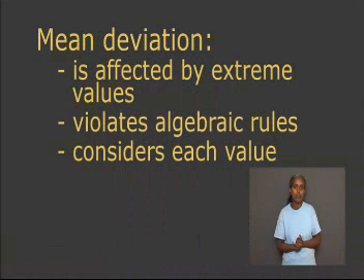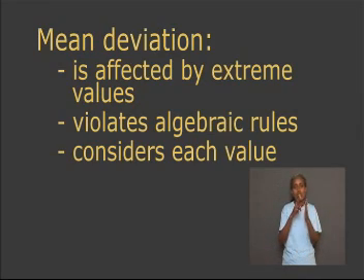Good work, students. Mean deviation is not commonly used for statistical interpretation because it can be affected by extreme values. Also, by taking absolute values of deviation, it violates the rules of algebra. However, it has an advantage over the measures of variation that we will be looking at next. Mean deviation takes each value into consideration, whereas range and interquartile range only consider two values.